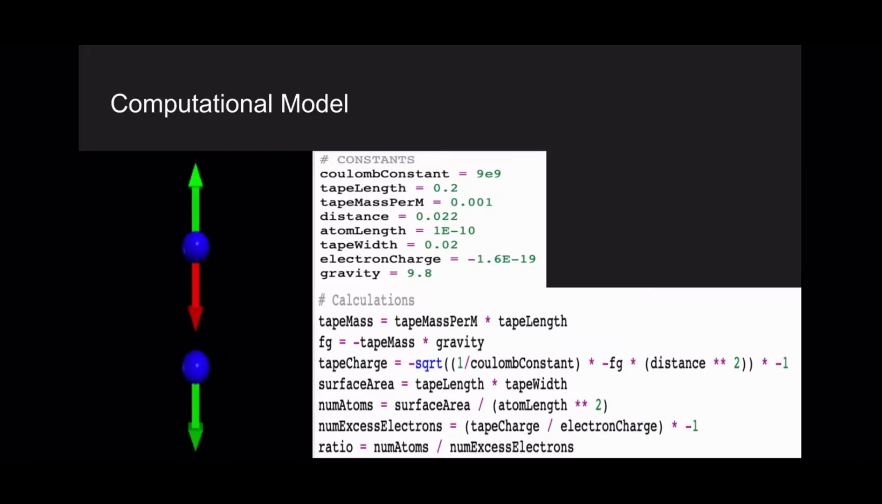Towards the left is a visual representation of our computational model. The top green arrow, pointing in the positive y direction, is our electric force on the top piece of tape by the bottom piece of tape. The red arrow pointing in the negative y direction is our force of gravity for the top piece of tape. The green arrow pointing in the negative y direction is our electric force on the bottom piece of tape by the top piece of tape.